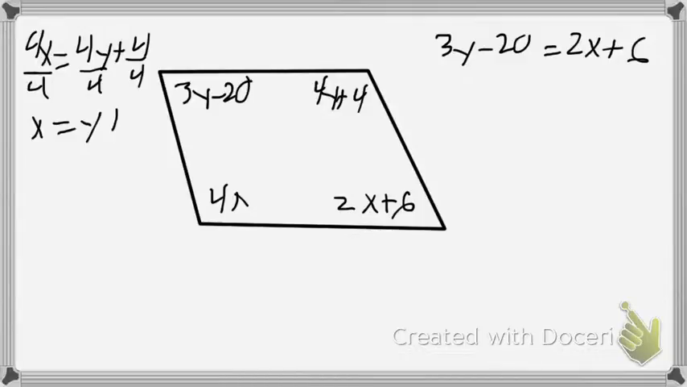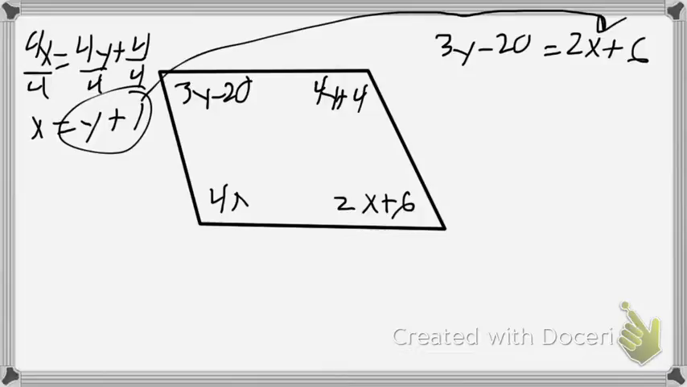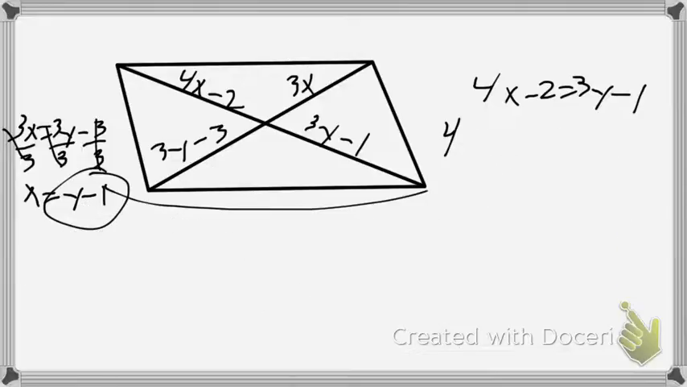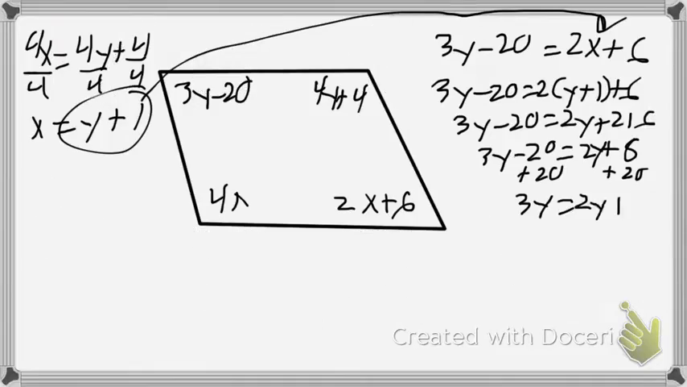And we get x equals y plus 1. It's 4 divided by 4. It's not 4, but 1. So we can now take that, plug it in for that x over there. And then we just run that through. 3y minus 20 equals 2 times y plus 1 plus 6. I jump ahead a little bit, but we can just go there. 3y minus 20 equals 2y plus 2 plus 6. 6 plus 2 is 8, so we have 3y minus 20 equals 2y plus 8.